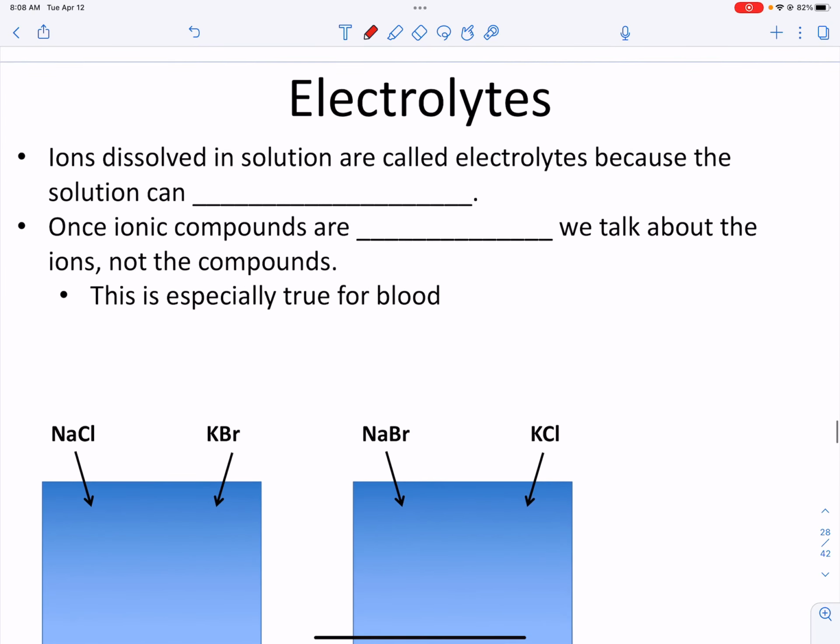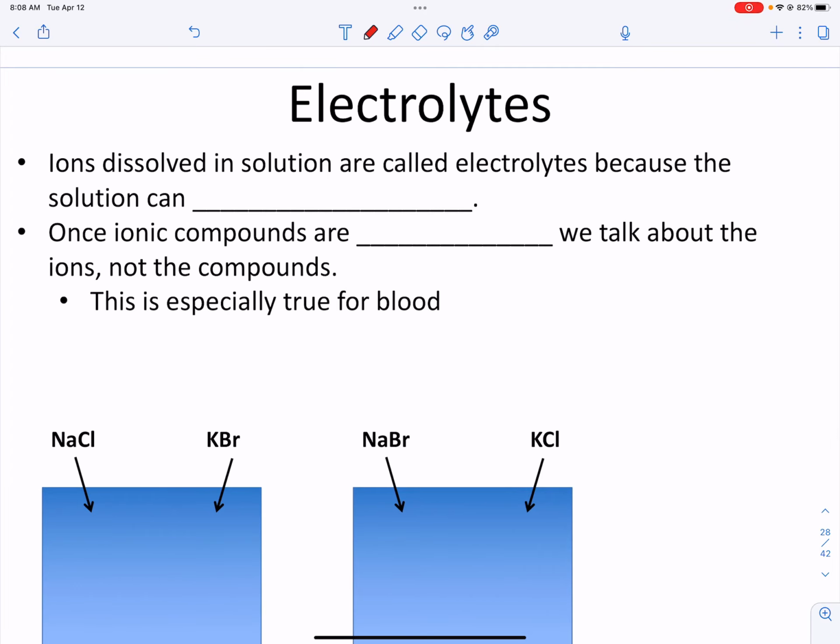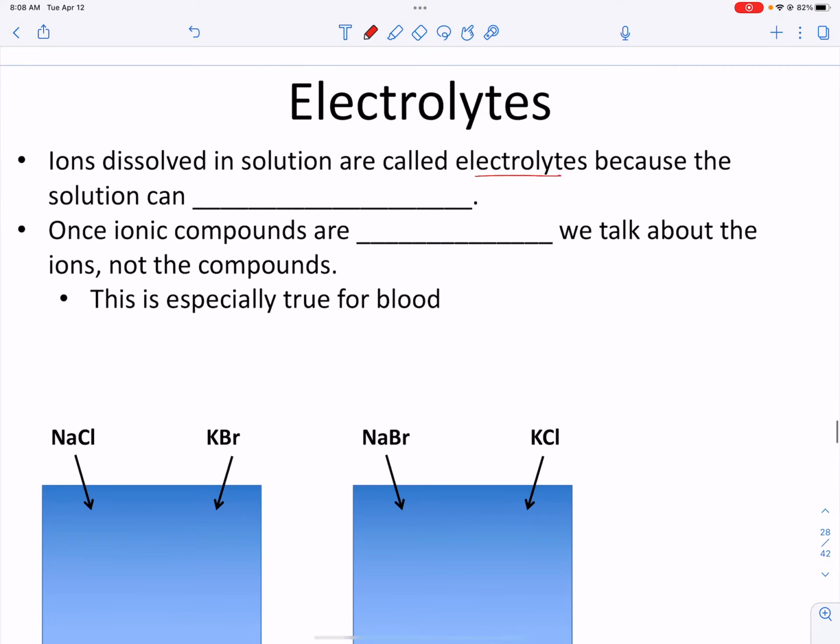But I'm going to move on to the next topic. I think we only have 2 topics left, electrolytes and osmosis. Okay, so electrolytes. You guys have heard this term before. When you buy a sports drink or something, you talk about the electrolytes in your sports drink. So it says ions dissolved in solution are called electrolytes because the solution can conduct electricity.